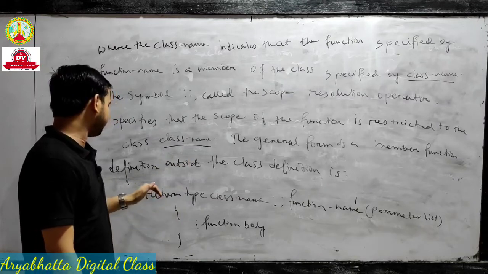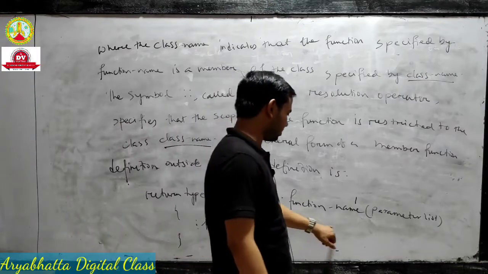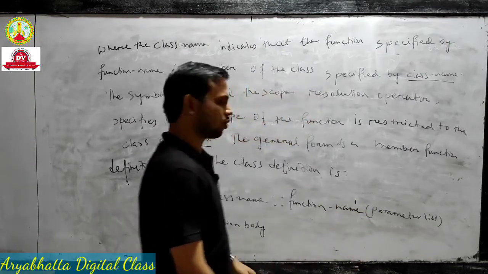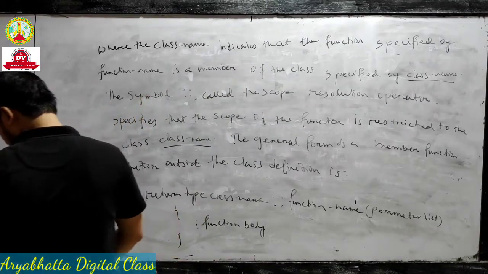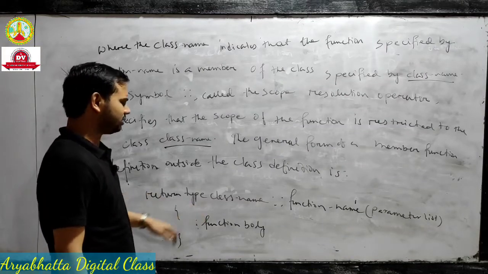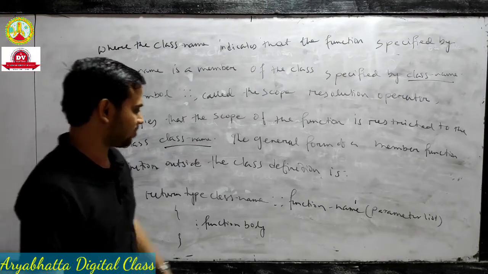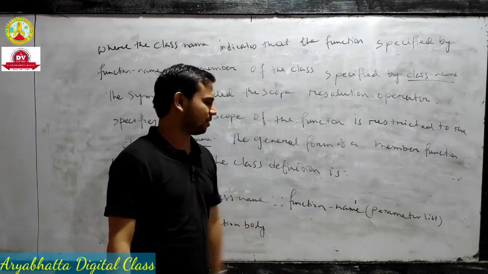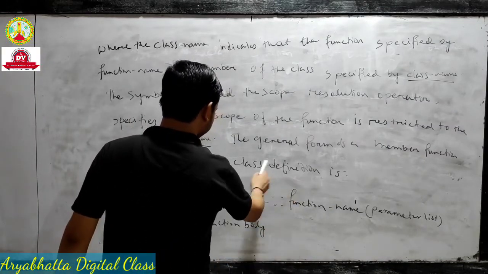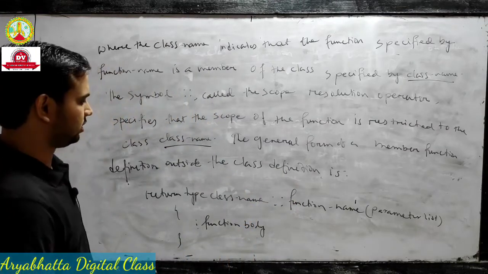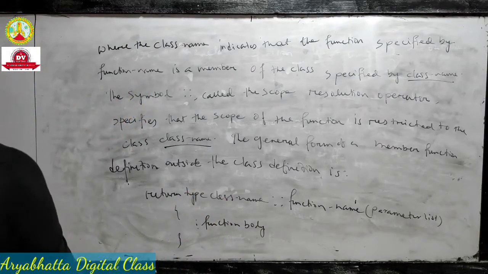The general form of a member function definition outside the class is: return type, class name, scope resolution, function name, parameter list. I showed you parameter list in another class, and this is the function body. Return type means some argument will be returned to the class by the main function, function name means this is the member function, and parameter means some argument of the function. Okay, the scope resolution means this function is dependent upon the class. This function is not an independent function.